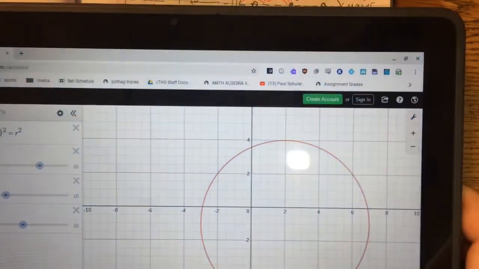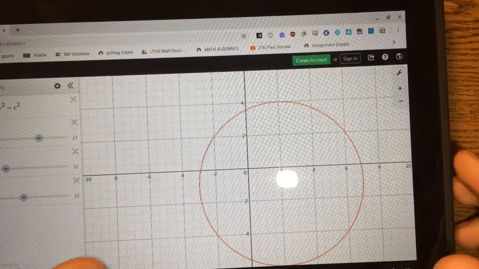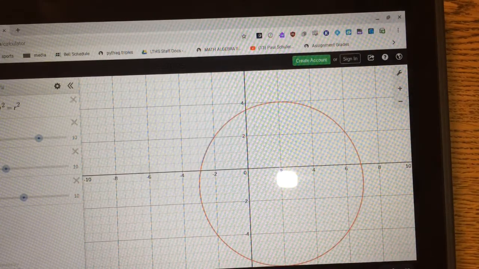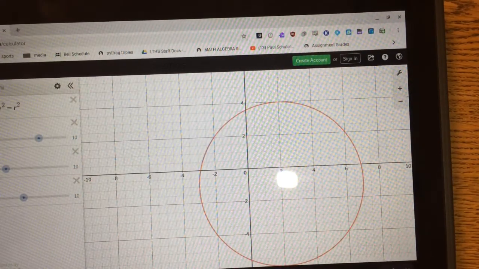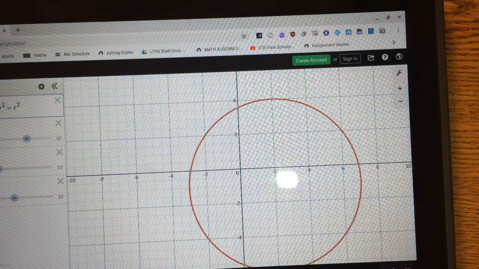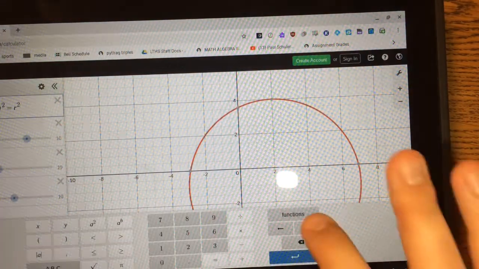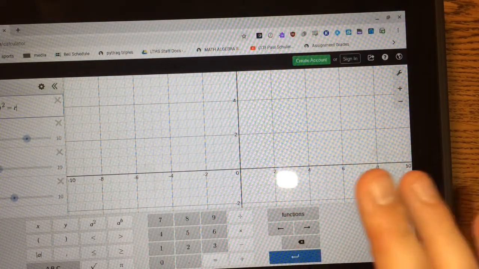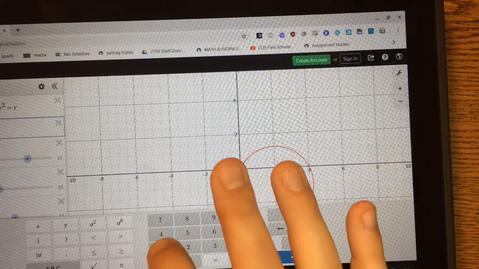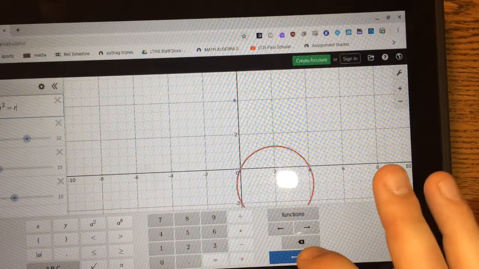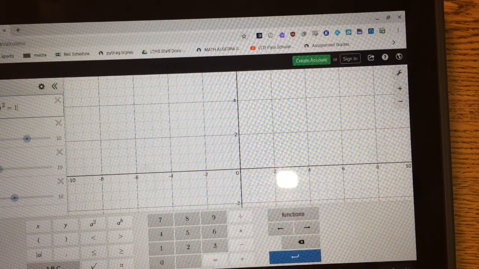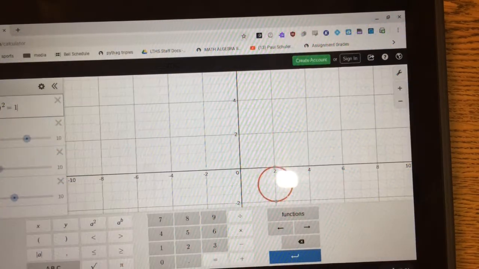So let's pull up Desmos again. And I'm going to just alter what I have here. I'm not going to start from scratch. I'm going to change this r squared to just 1, which means I don't really need r anymore.